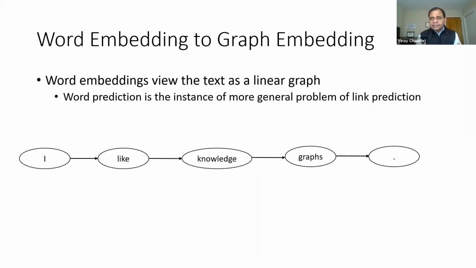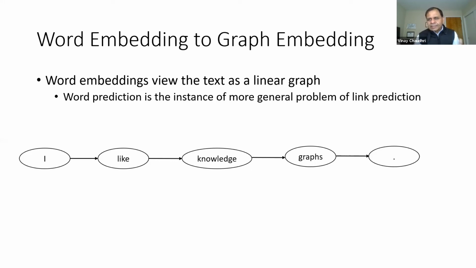Now, to understand this, I'm going to give an analogy. And since we have understood how we calculate word embeddings, we can say that, well, the sentence that we worked with can be viewed as a linear graph in which each node is a word and there is an edge between each successive pair of words, right? And the word embedding calculation that I showed you could be viewed as a graph embedding over this linear graph.